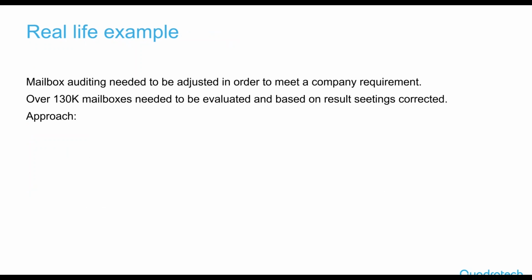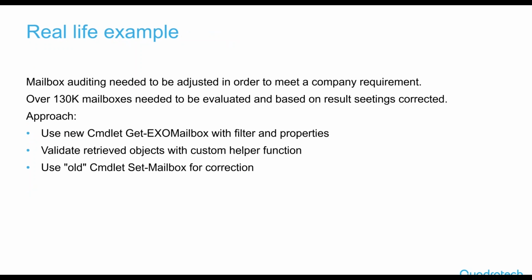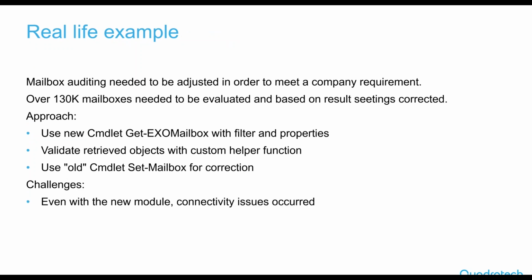Just coming to the real life example here. I ran into this actually last year. We had to adjust the audit owner and delegation owner settings across all the user mailboxes. That means we had to check and maybe reconfigure over 130,000 mailboxes. At that point in time, the new version 2 module came out, with the new EXO mailbox Cmdlet. And this was actually our approach.